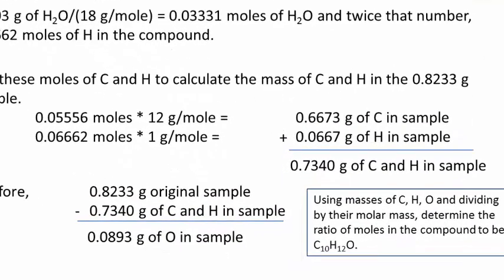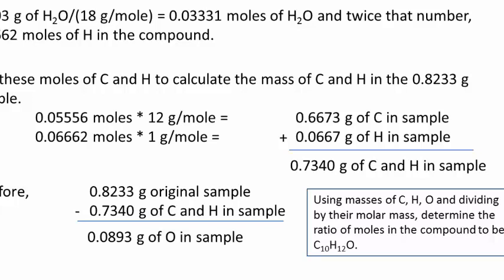How do we do that? Well, we take that number of moles of carbon that we just determined, 0.05556 mole, multiplied by 12 grams per mole to get 0.6673 grams of carbon that must have been in the sample. Likewise, the number of moles we determined for hydrogen, 0.06662, we multiply that by the molar mass of a hydrogen atom, 1 gram per mole to get, that's an easy multiplication step, 0.0667 grams of hydrogen in the sample.